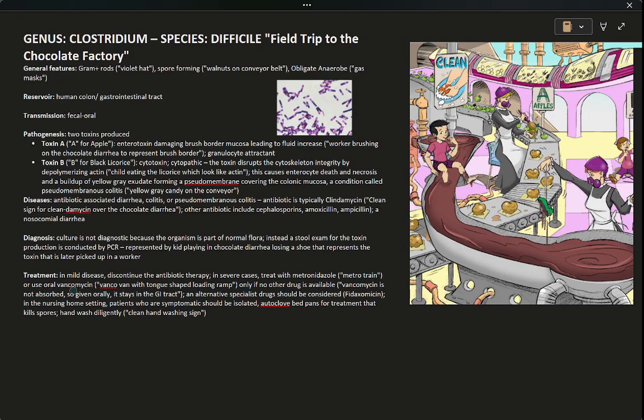But oral vancomycin should be used only if no other drug is available. And so once again, remember that vancomycin is not absorbed, so given orally it will stay in the GI tract. And then an alternative specialist drug should be considered, like fidaxomicin. And then in the nursing home setting, patients who are symptomatic should be isolated, and the bedpans that they were originally lying on should be autoclaved for treatment that kills spores.